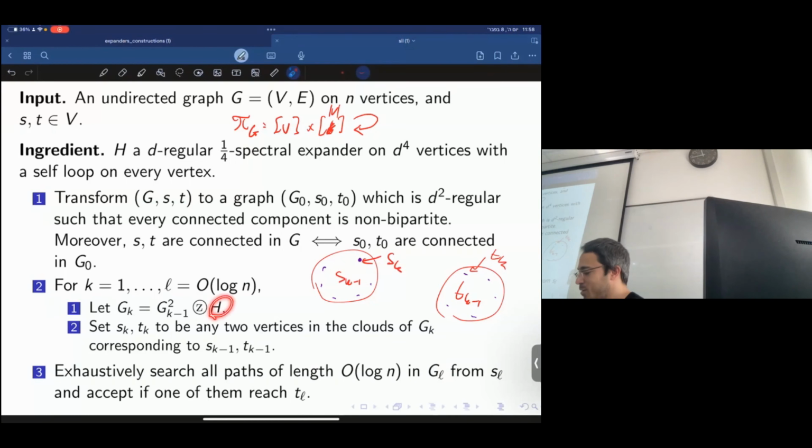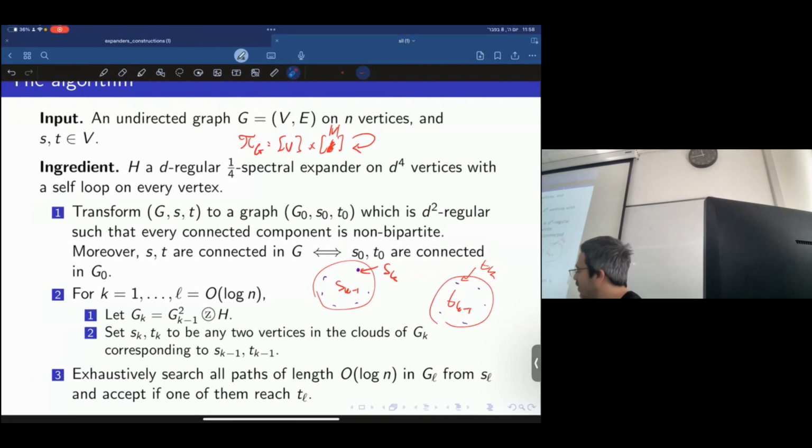Yes, it's regular because of this H. And you just check whether there is a path from SL to TL. Forget about space; that will be after the break. But you know that there is a path between SL and TL if and only if there is a path between S and T in the region. That you can do in space order of log n. So this you can do in space log n.